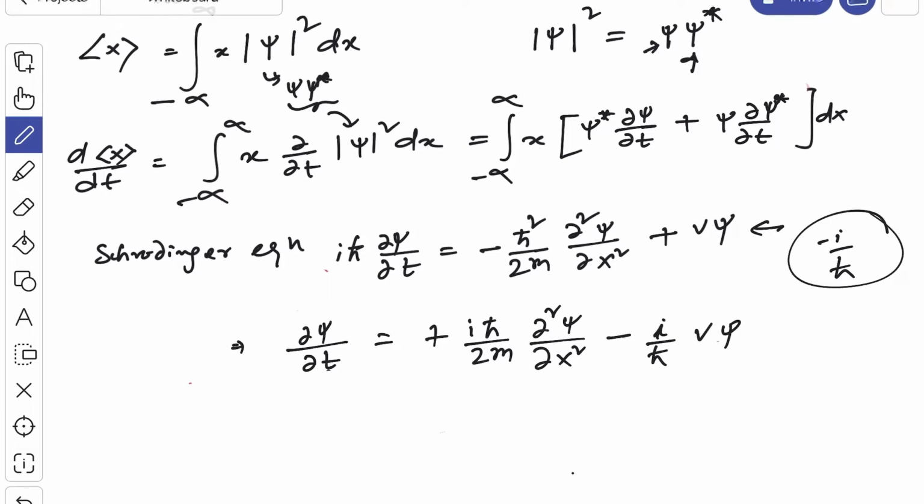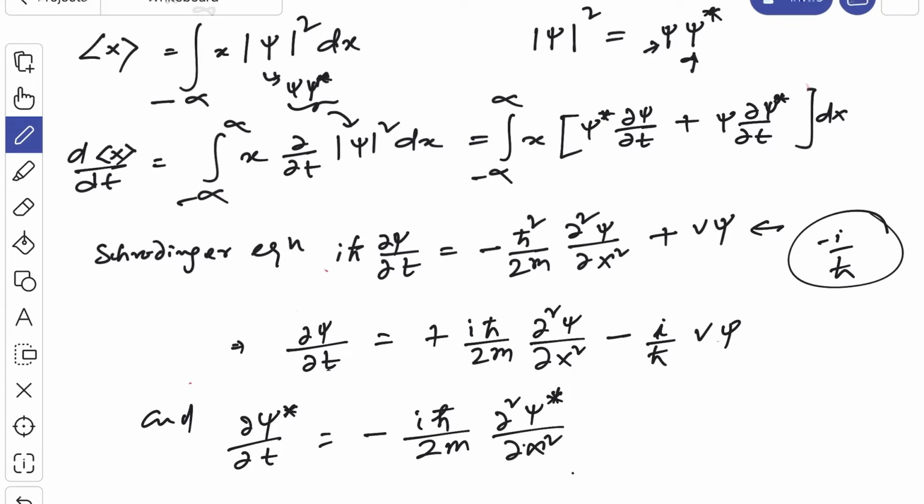Similarly for psi star, as it is the complex conjugate of psi, you will get del psi star by del t. Make the positive signs negative here, with psi star in place of psi. This is the second derivative with respect to x, and minus here it will be plus i by h cut V into psi star.